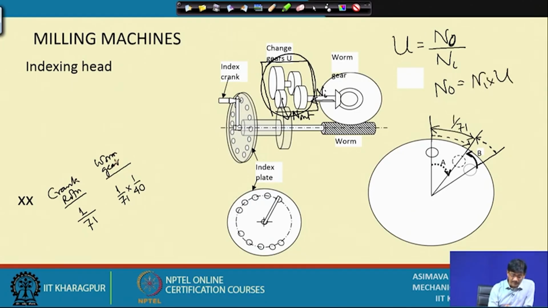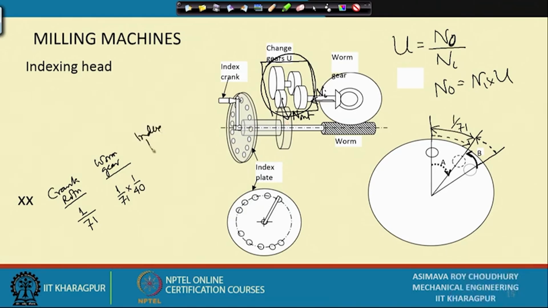N in is this one coming from the worm gear. Therefore, we can say that this rotation which is given here, it is transferred to the index plate. So, index plate directly we can write it is equal to 1 by 71 into 1 by 40 into U. What is the value of U? I do not know, that we are going to solve only.